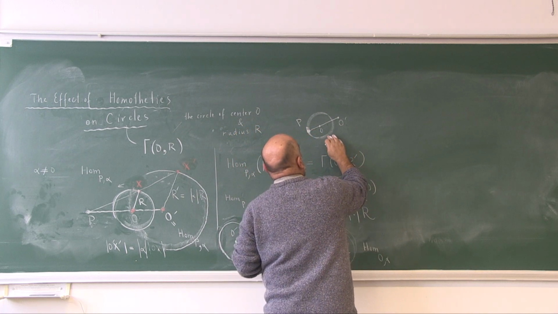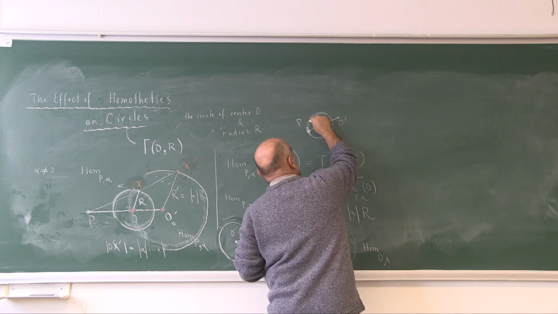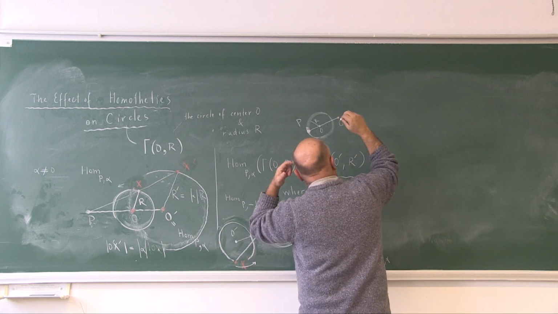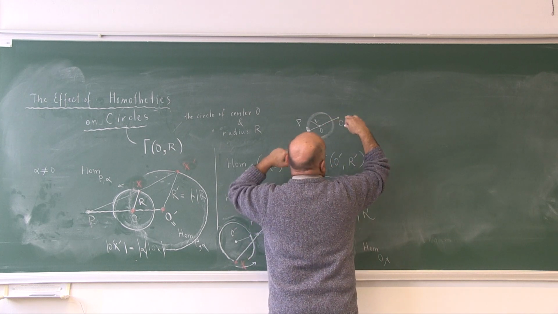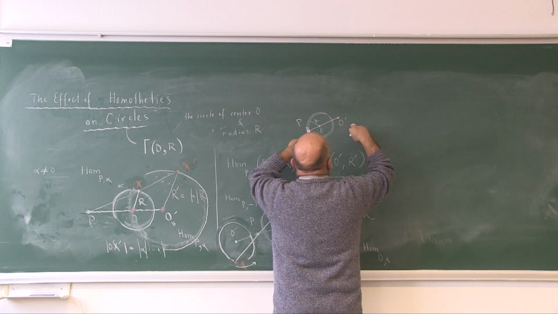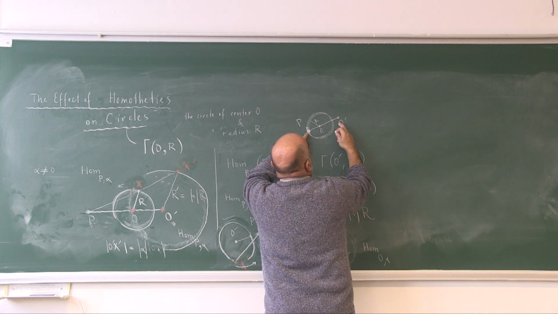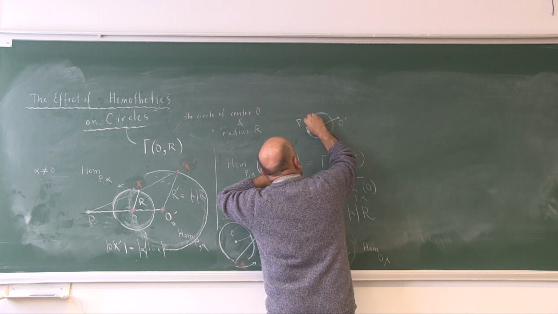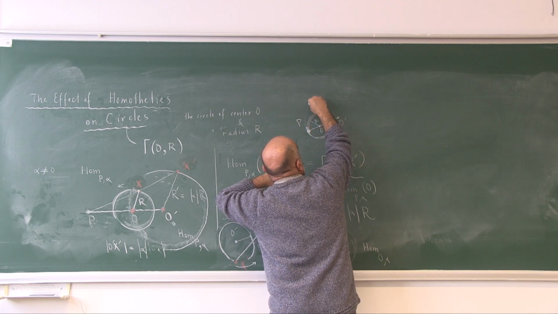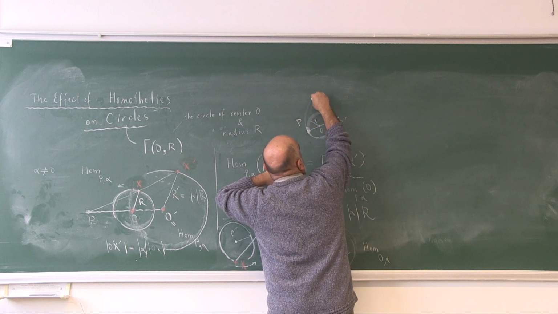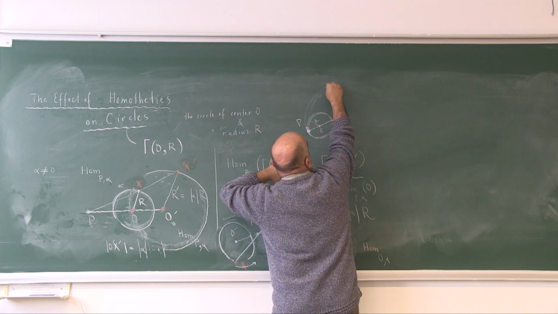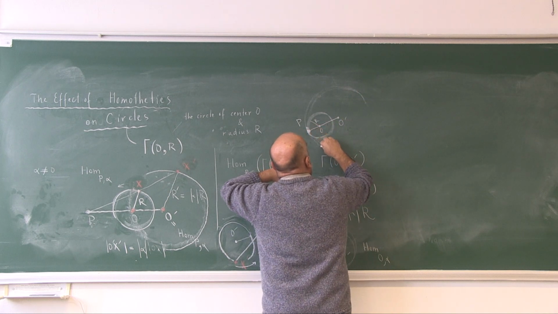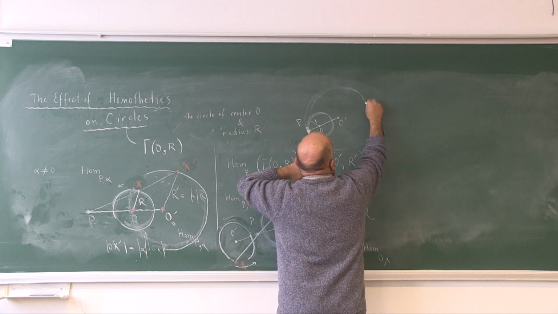And the circle with center O and radius R is mapped into another circle which has its center at O prime and its radius is 2.5 times as large. Now that's difficult for me to get right, so please have patience with me. And if I obtain a terrible picture, please don't be disappointed.